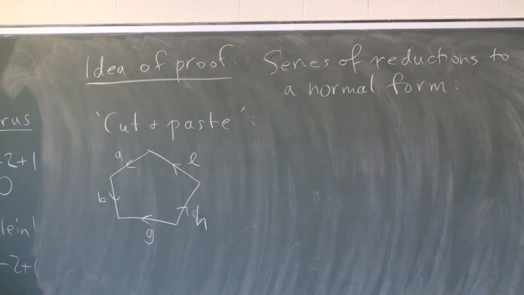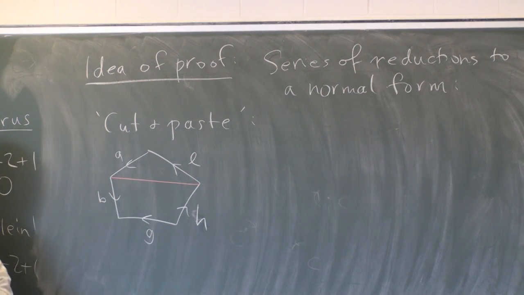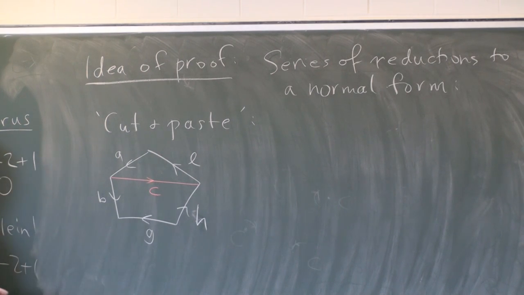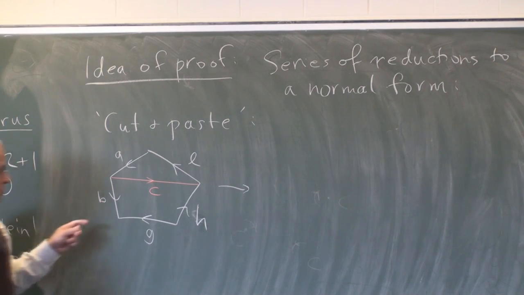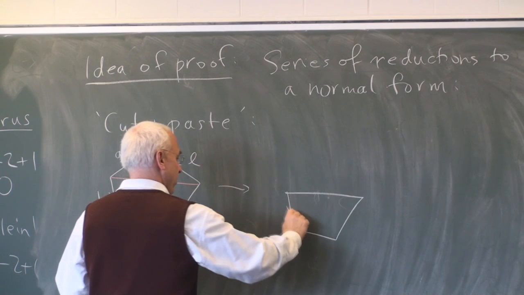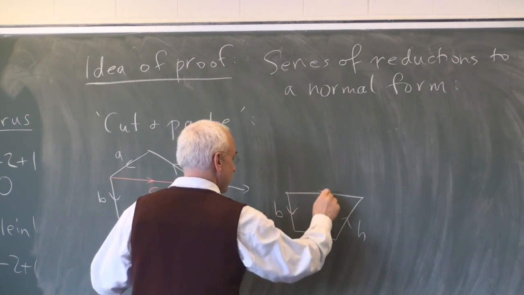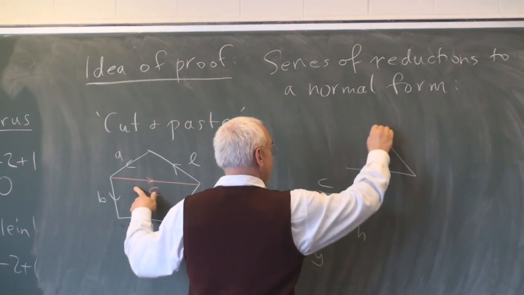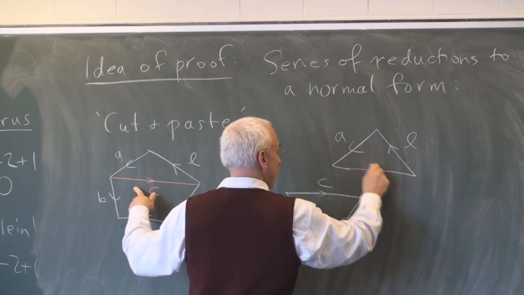Then we're going to allow ourselves to replace this by making a cut. We're going to label that cut with something, let's say C. And then we're going to replace that original polygon with two new polygons, just what we get by making that cut. So B, G, H, C, together with this other piece that we've cut off, A, L, C.